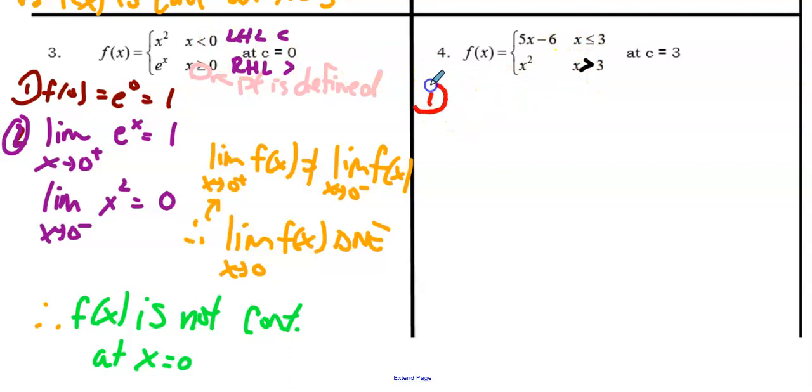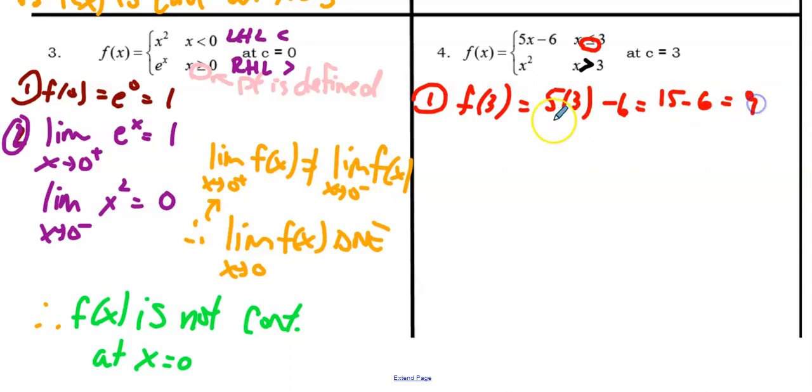So let's look at example number 4. You see f of 3, and again, we're going right over here to this, right? So we're looking at this guy right here. So it's going to be 5 times 3 minus 6, which is going to give us 15 minus 6, which is equal to 9. So I know that the point (3, 9) is a solution to this function.